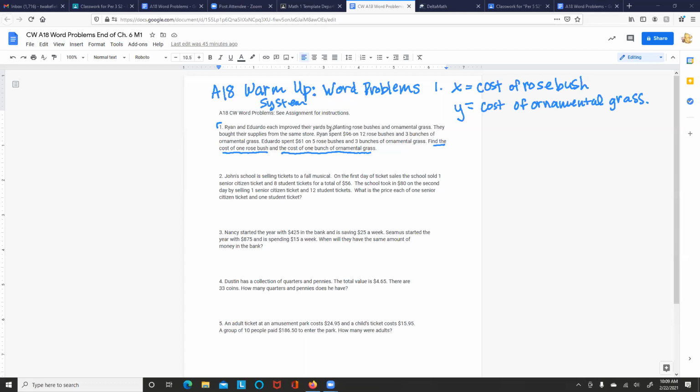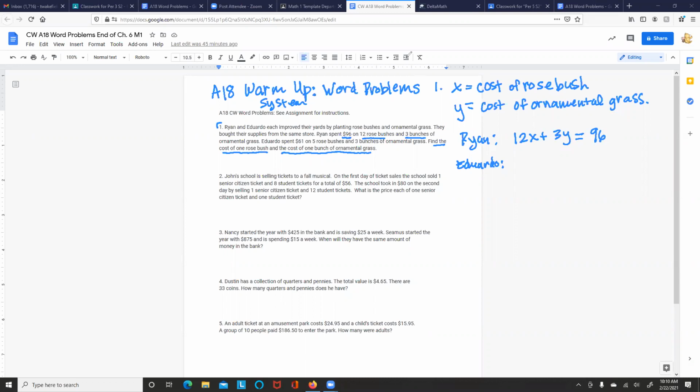Well, they're talking money and they're talking numbers of things that they bought. So Ryan, we'll make an equation for Ryan, right? This is Ryan's equation. And then we'll make an equation for Eduardo. Okay, Ryan spent $96 on 12 rose bushes and 3 bunches of grass. So since our rose bushes are x, we're going to put 12x plus, and he bought 3y, 3 ornamental grass, 12 rose bushes, 3 ornamental grass, and he spent a total of $96. So that is our first equation.